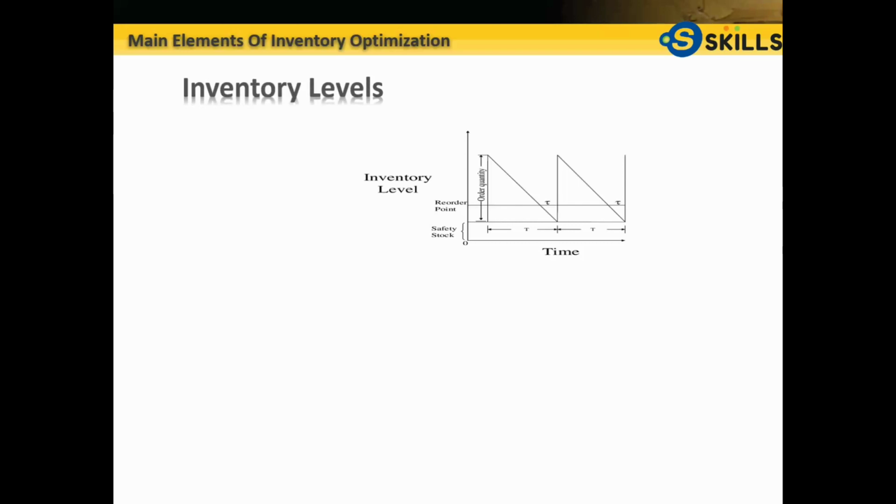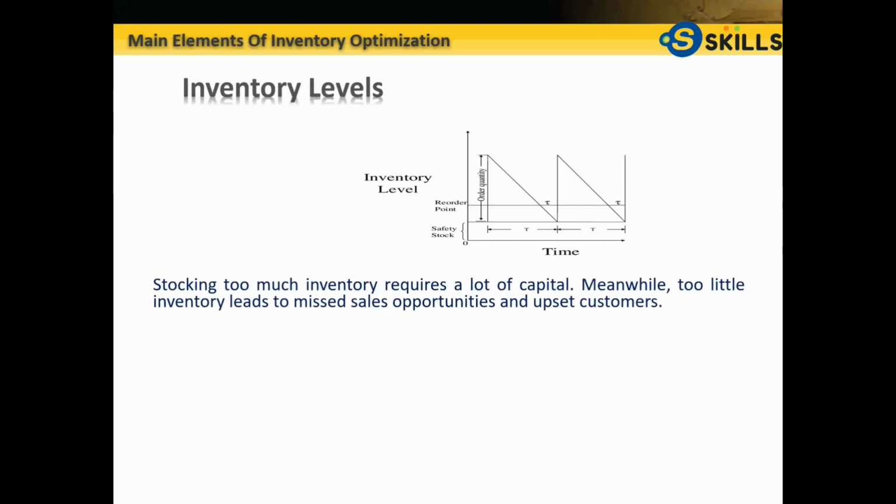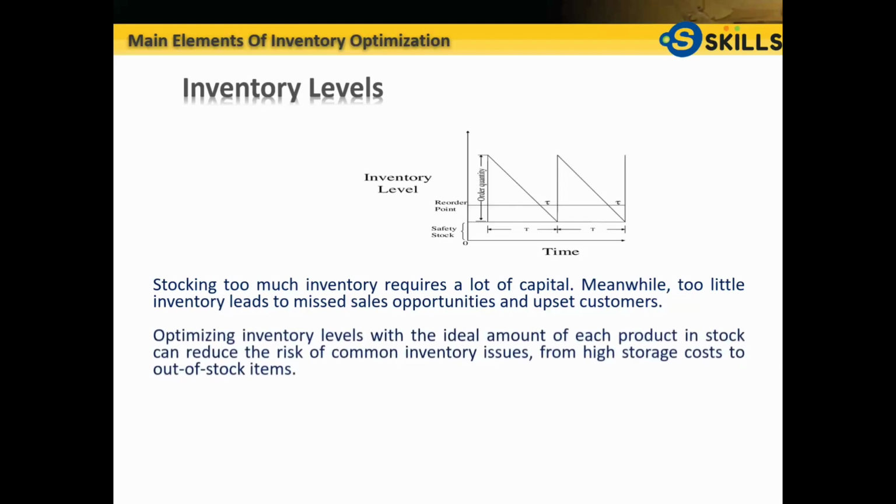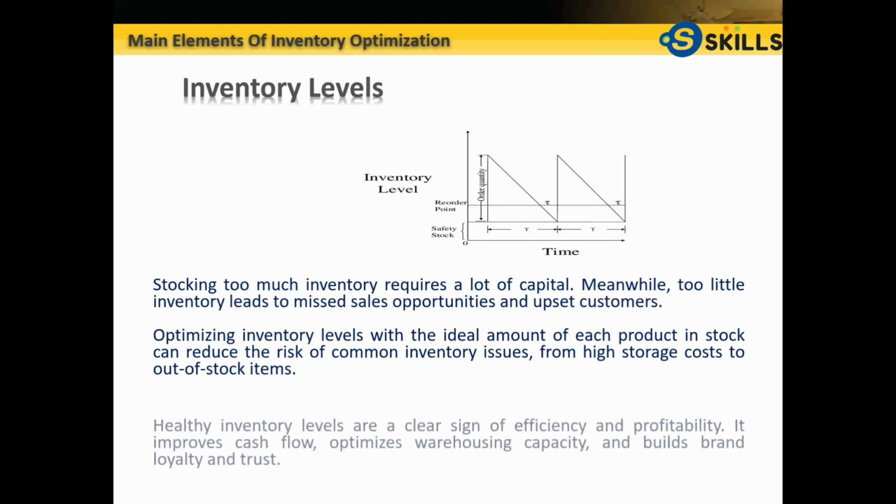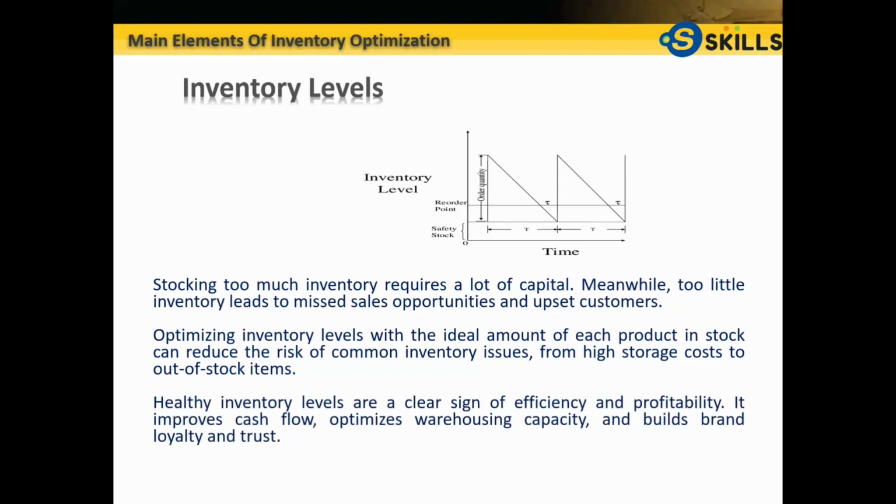Inventory levels. Stocking too much inventory requires a lot of capital. Meanwhile, too little inventory leads to missed sales opportunities and upset customers. Optimizing inventory levels with the ideal amount of each product in stock can reduce the risk of common inventory issues, from high storage costs to out-of-stock items. Healthy inventory levels are a clear sign of efficiency and profitability. It improves cash flow, optimizes warehousing capacity, and builds brand loyalty and trust.